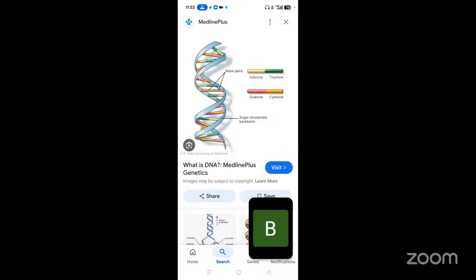Mainly transformation DNA was discovered in the Greek transformation. Conjugation was discovered in the 1940s by Lederberg and Tatum in E. coli. Okay, conjugation. And the next one is transduction.